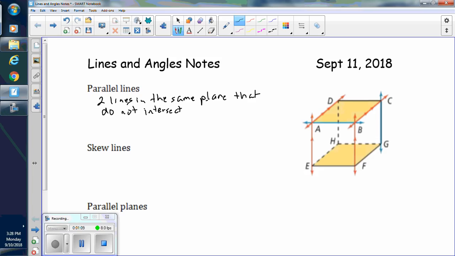Now some examples in the picture on the side: line AD, top left line, does not intersect with line BC, the top right line. And also we could say line BF, the line that's at the front right edge, does not intersect line AE. These are just a couple different pairs of parallel lines in this figure of a rectangular solid.